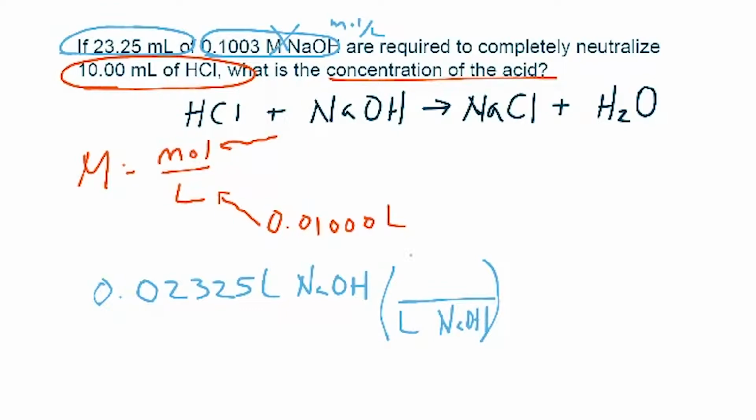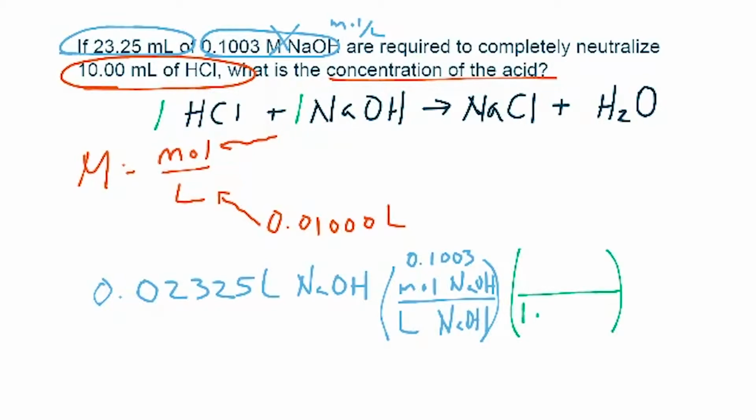So my 0.1003 moles of sodium hydroxide is in the numerator. And now I'm ready to use my mole ratio. And again, where does a mole ratio come from? It comes from the balancing coefficients. And of course, our balancing coefficients are ones, both for the sodium hydroxide and the hydrochloric acid.